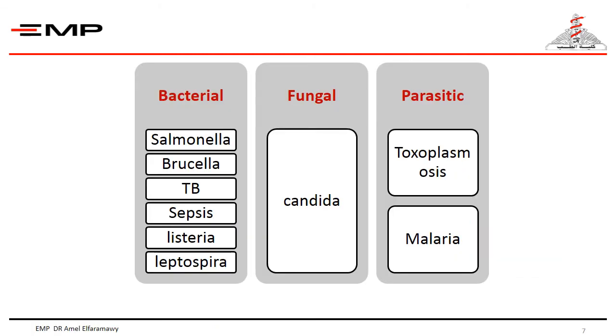Hepatitis can occur as a part of systemic bacterial infectious disease, as in typhoid fever, brucellosis, tuberculosis, or in case of sepsis. Also in systemic fungal infection, as in candidiasis, or parasitic disease, as in toxoplasmosis or malaria.